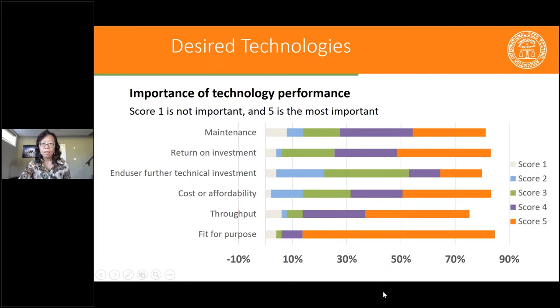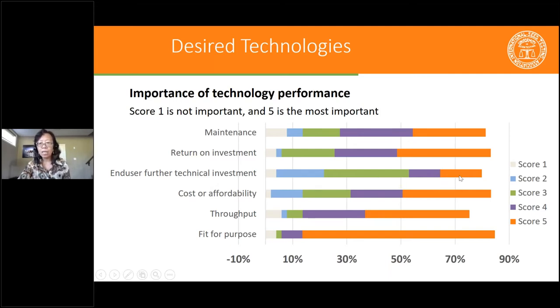solution for that. And also we asked the laboratories what kind of performance they desire. You can see here the scores, we gave different scores for the importance of the performance. Score 5 is orange colored. Here, something stands out. You can see fit for purpose is the number one and most important desire for application of new technology. Something interesting to me is that end users underestimated the further technical investment for computer vision.